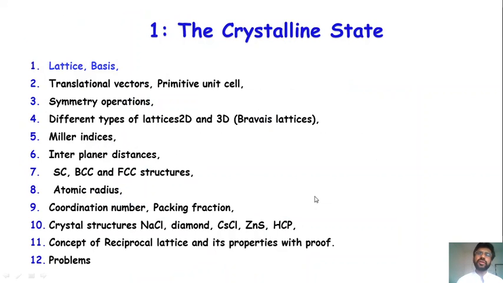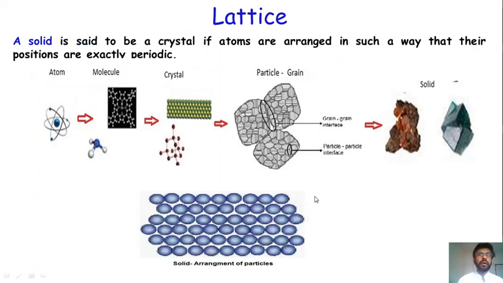Now dear students, our first chapter is the crystalline state, and in this chapter we are going to learn about different units, such as the lattice, basis, translation vector, the primitive unit cell and the like. First of all we are going to see the first unit, and that is the lattice.